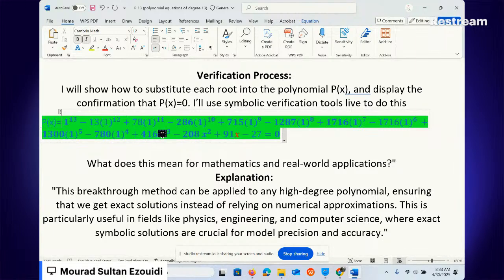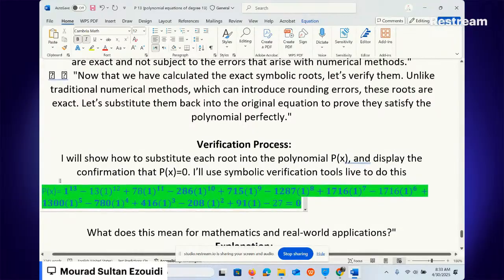Then minus 781 raised to the power 4 plus 416 multiplied by 1 raised to the power 1 minus 208 multiplied by 1 squared plus, okay, plus 91 multiplied by 1 minus 27.